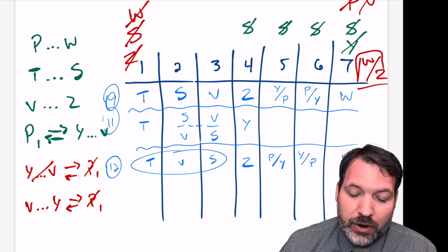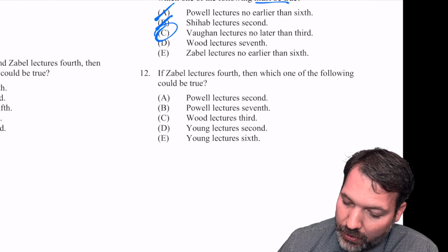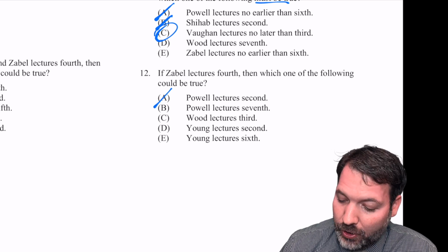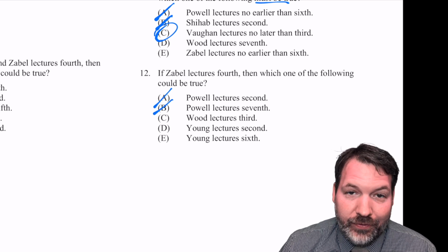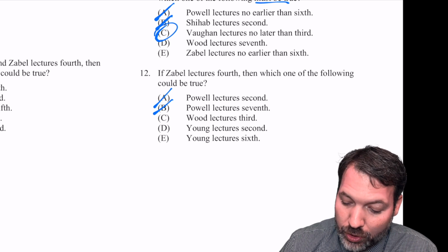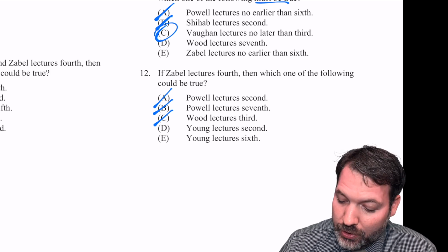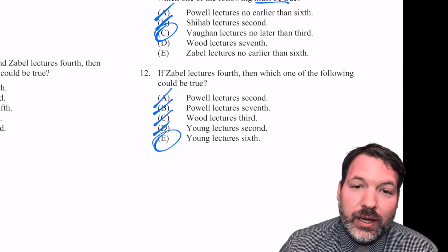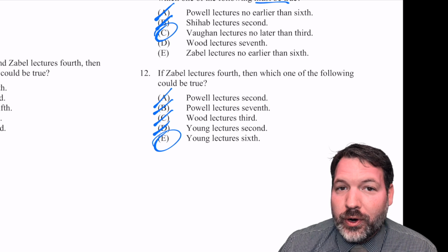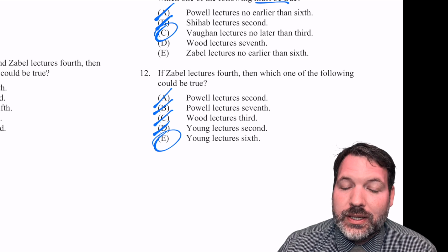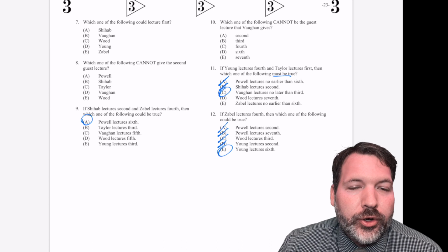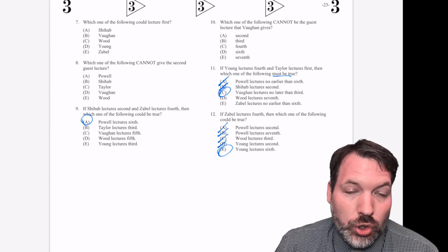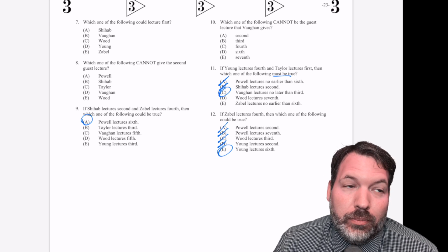So again, a lot of these scenarios are working out pretty similarly so far. As far as the answers, what could be true? Powell goes 2nd. Nope, there was no room up there for Powell. Powell goes 7th. I don't think Powell can ever go 7th, so it's not going to be B. Wood lectures 3rd. There was no room for Wood. Young lectures 2nd. No room for Young, but Young lectures 6th. Yes. And again, on a could be true, if I've crossed off A, B, C, and D for good reasons, E is the right answer. Again, another good pacing habit to be in is once you have found that A, B, C, and D don't work on a could be true, circle E. It must be the possibility.